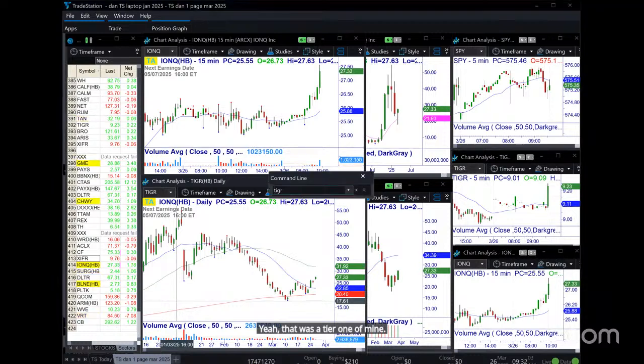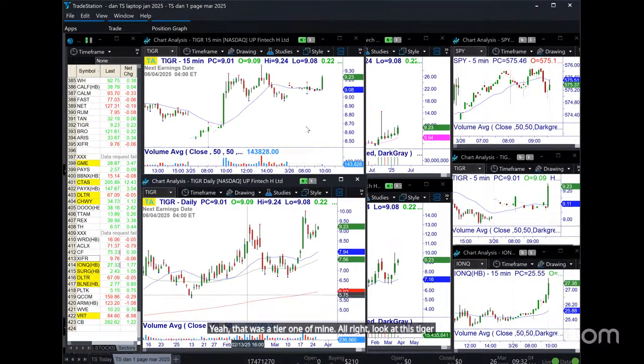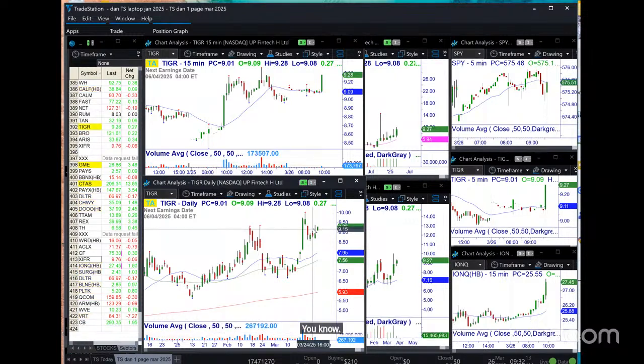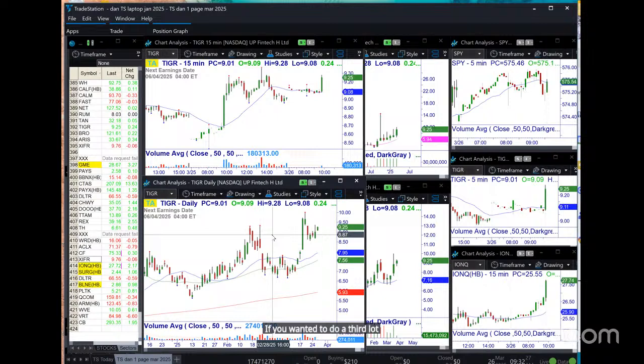All right, look at this tiger here in the middle. It's right here in the 15-minute chart. This could be a home run entry. I had that 50% pullback yesterday. This, if it were to close like this, it'd be a no-brainer. If you wanted to do a third lot right here, stop yesterday's low. Not bad.